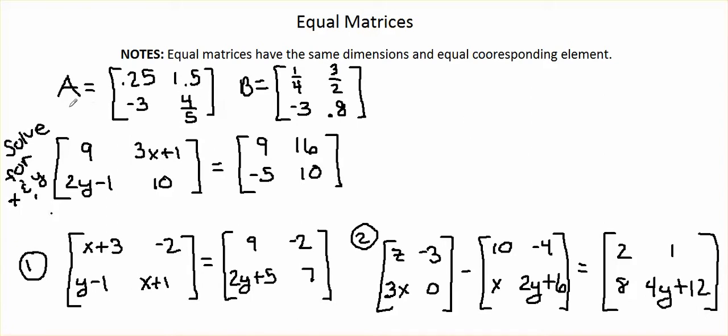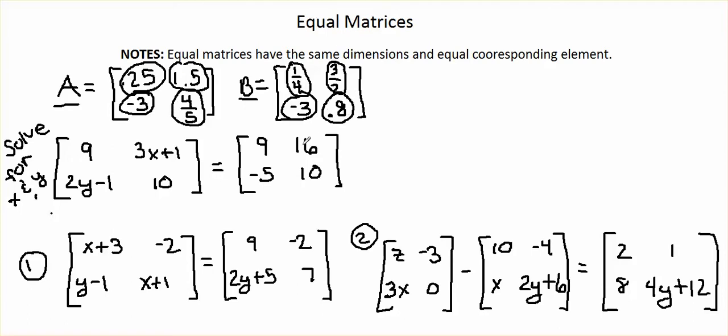So if you take a look at matrix A and matrix B, the first thing that you should notice is that each of the elements here, while they look different, their values are exactly the same. So 0.25 has the same value as 1/4. 1.5 has the same value as 3/2. -3, of course, has the same value as -3. And if you turn 4/5 into a decimal, you will get 0.8. So matrix A equals matrix B. Even though their elements don't look the same, each corresponding element has an equal value.